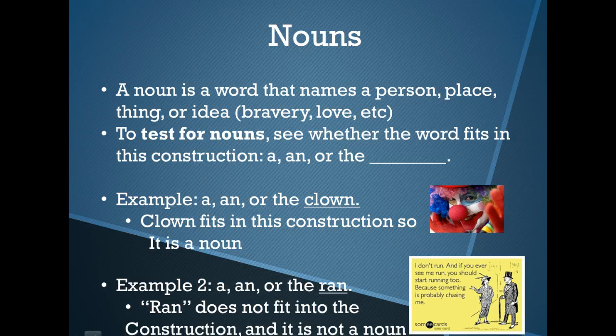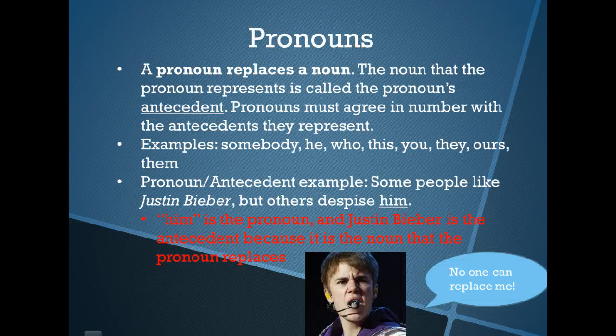One thing you can do to test for nouns is to see whether the word fits into this construction. If you can put a, an, or the in front of the word, it is most likely a noun. For instance, a, an, or the clown. Well, yes, you could say a clown or the clown. Therefore, clown fits into the construction, so it is a noun. In example 2, we have the word ran. You cannot say a ran, an ran, or the ran. Therefore, ran does not fit into the construction, and it is not a noun.